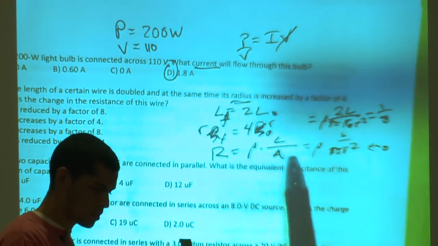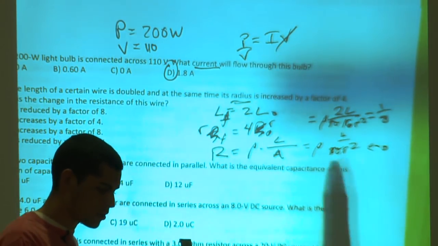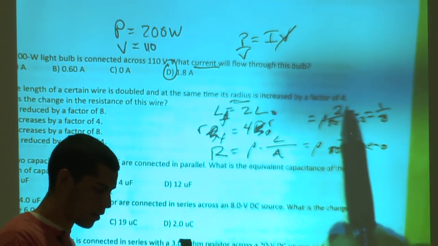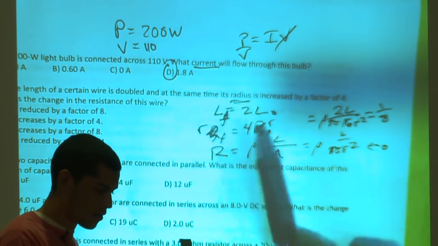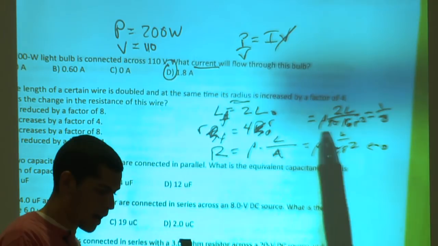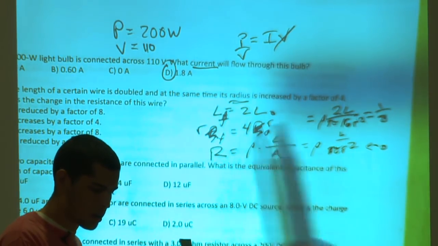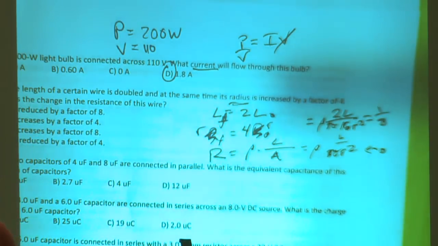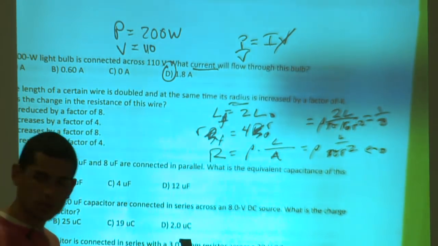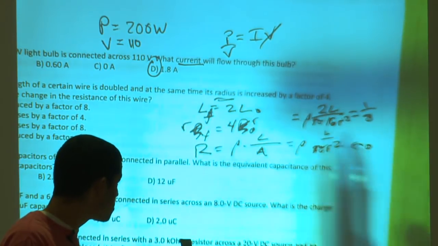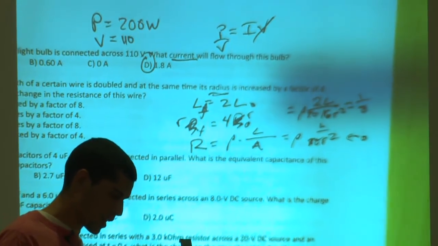This one? Oh, this right here? Yeah, so this is rho times 2L, because I replaced the L_f with 2L_o, over pi times 16 r squared, because I replaced r with 4r, but I factored the square. Do you see that? And then I simply simplified 2 over 16 to get 1 over 8.